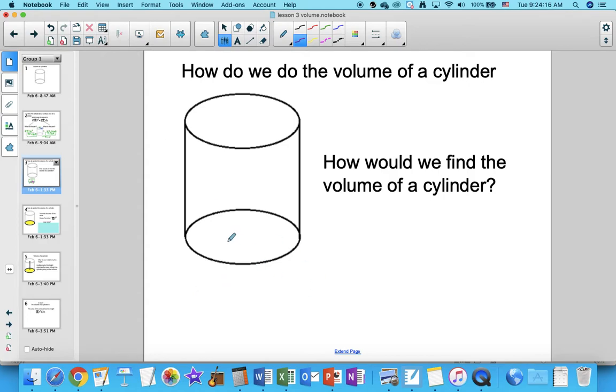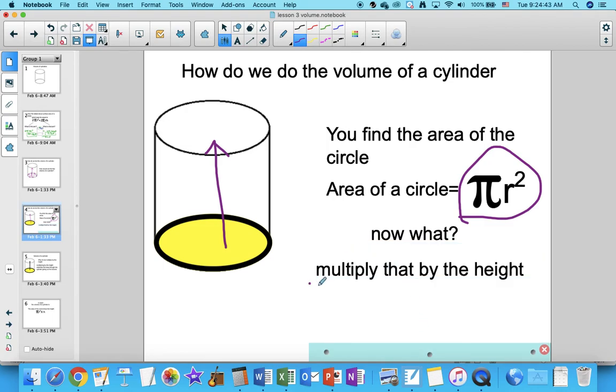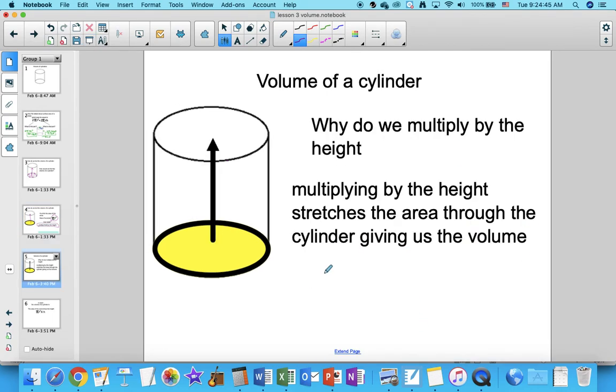Well, the same thing is true here. You find the area of the base and you stretch it up by its height. Right? So you find the area of the circle, right? The area of this base. Well, we know that the area of the base is pi r squared. Now what? Well, you stretch this circle to the top. So you multiply that by the height. Right? Why do we multiply by the height? Multiplying by the height stretches this area through the cylinder, giving us the volume.